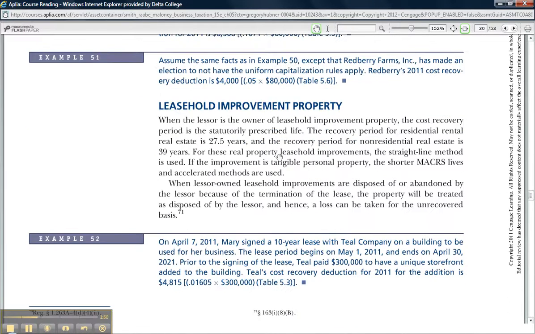Leasehold improvement property is when you lease a building. You don't own it, but you need to use it, so you lease it from a lessor, and then you make improvements to it. You get to depreciate those improvements, but then when you leave those improvements with the owner, you take a loss deduction when you're done with that property, because you typically have no right to get those assets back, since they're fixed to the property.